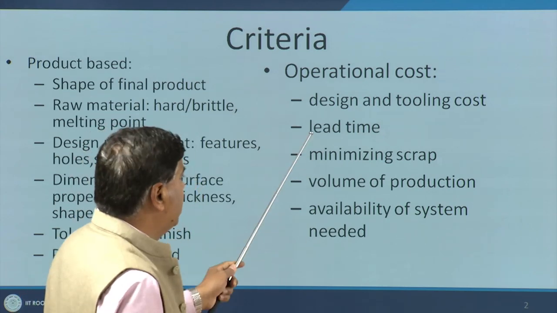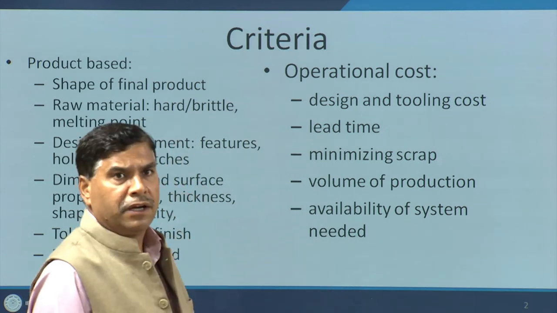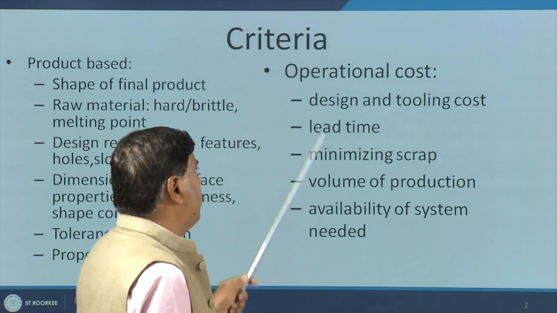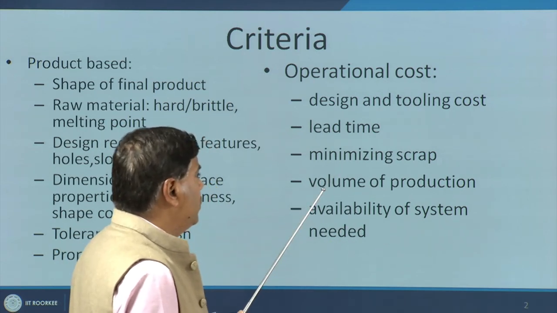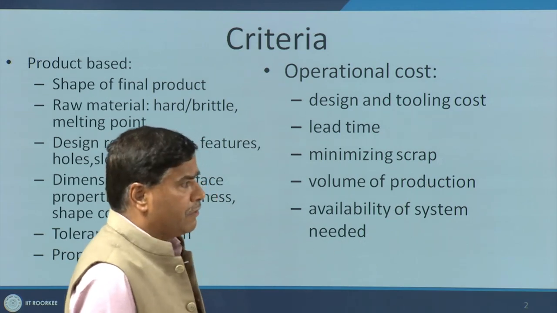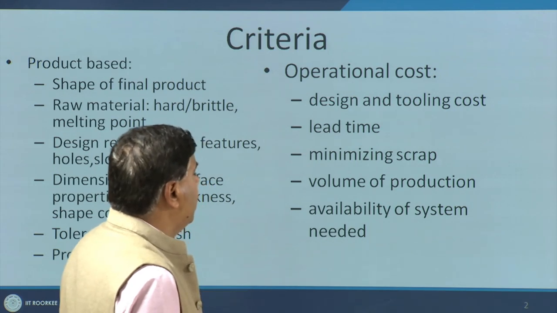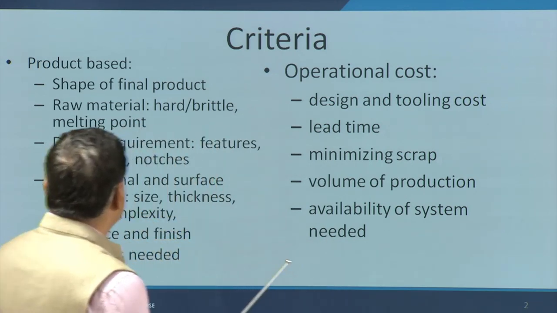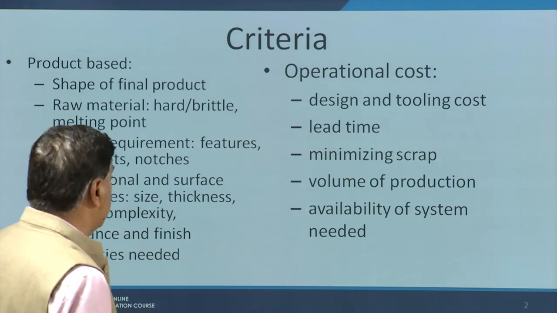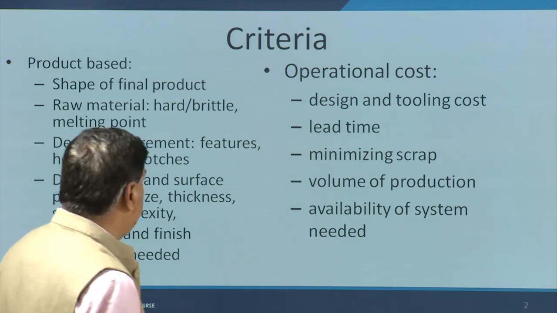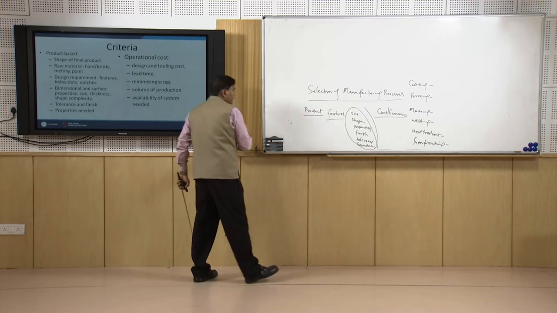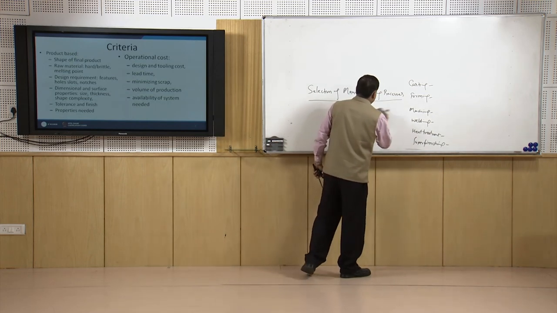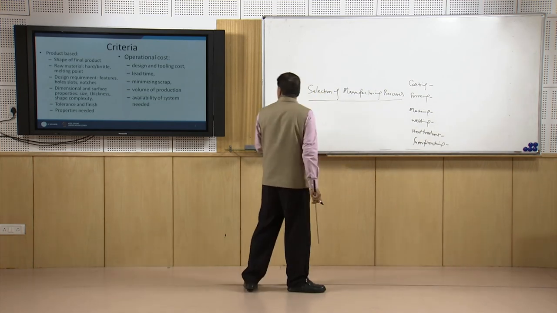If we have the luxury where a long time is available, or for certain big customized products, the lead time may be as long as a few months to years also. Then we have minimizing the scrap, the volume of production, and availability of the system needed for manufacturing. These are the factors which will determine the cost at which a given product can be made, and these are the features which will govern the costing of processes in order to realize these features in the product. So, here we will be going one by one through these aspects related with the processes and the product features which can be achieved.